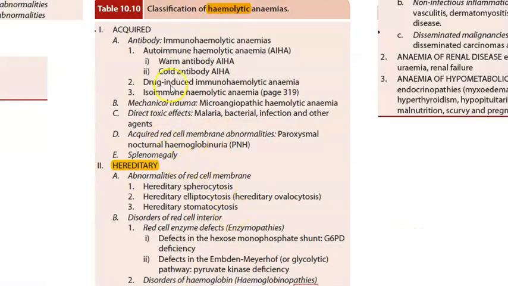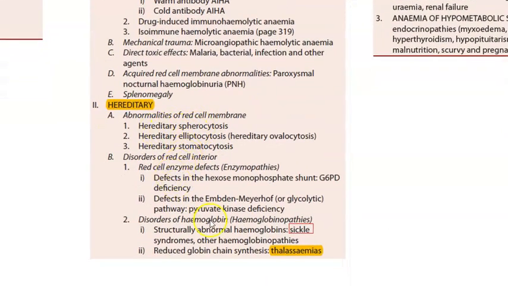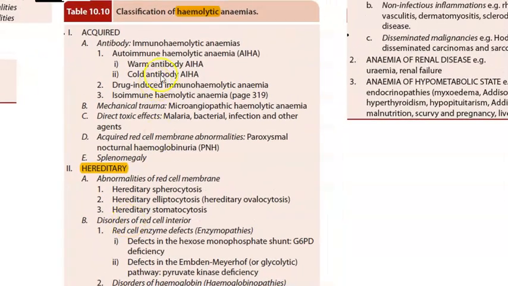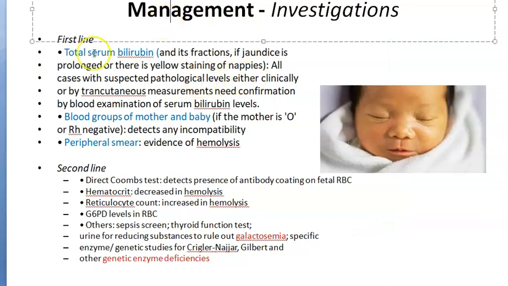See, there are many conditions in which RBCs can be lysed, like spherocytosis, thalassemia, sickle cell anemia, G6PD deficiency, and so many enzyme deficiencies like Embden-Meyerhof deficiency, right? In so many deficiencies there can be hemolysis. These are all the hemolytic anemias. Because of the break in RBCs, there can be anemia, right? But in this video, we are focusing on the bilirubin part, okay? Now, let's get back here. So, these are the investigations.